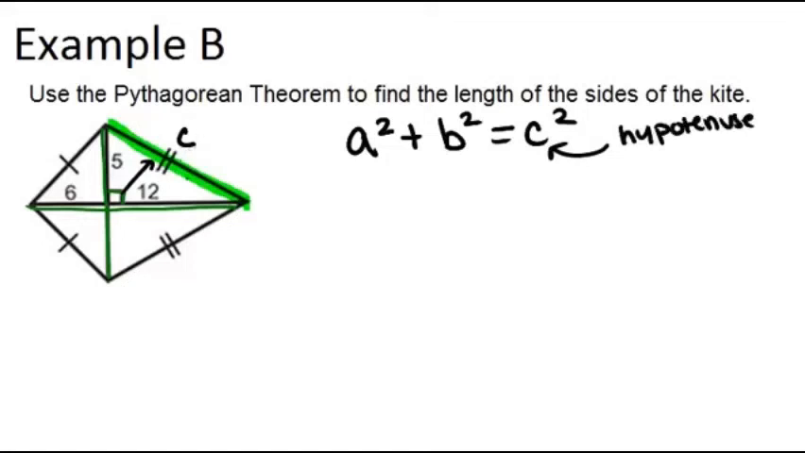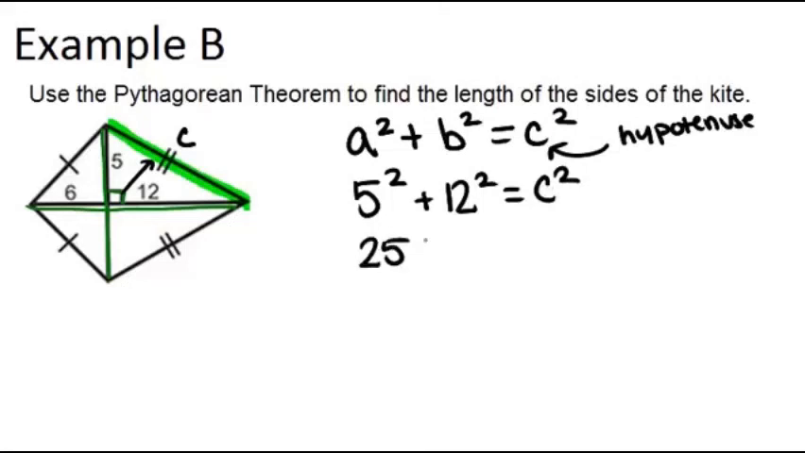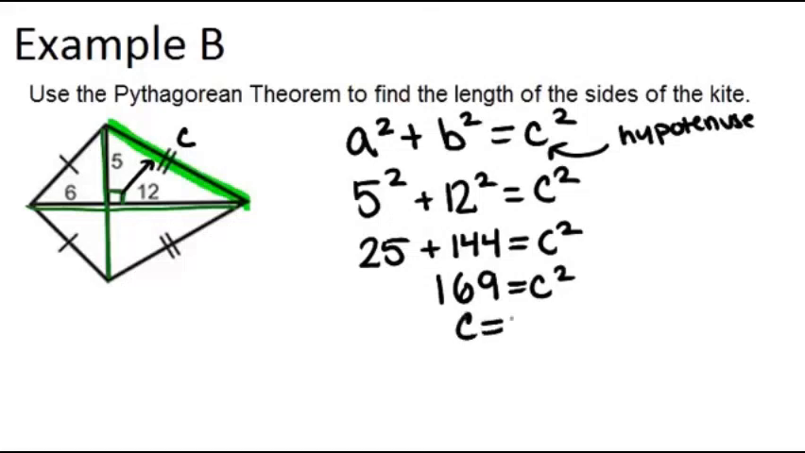So to find c in this case, we're going to do 5 squared plus 12 squared equals c squared. That means 25 plus 144 equals c squared. Because 25 plus 144 is 169, that means 169 is c squared. Square root both sides and you get c equals 13. c could technically also equal negative 13, but that doesn't make sense in the context of this question because you can't have a negative length. So each of these sides are 13.